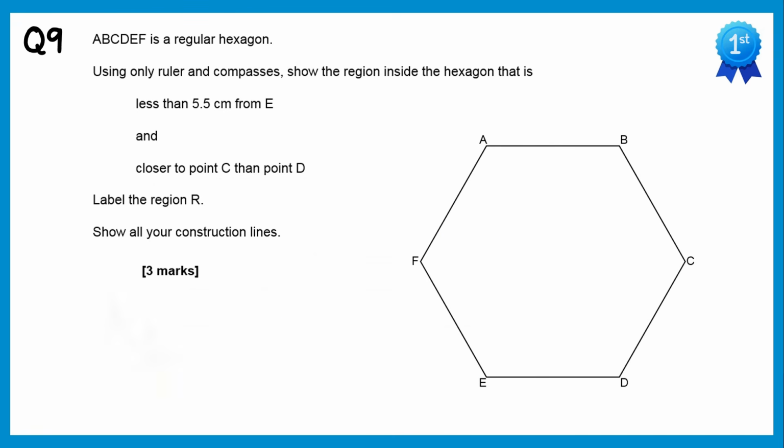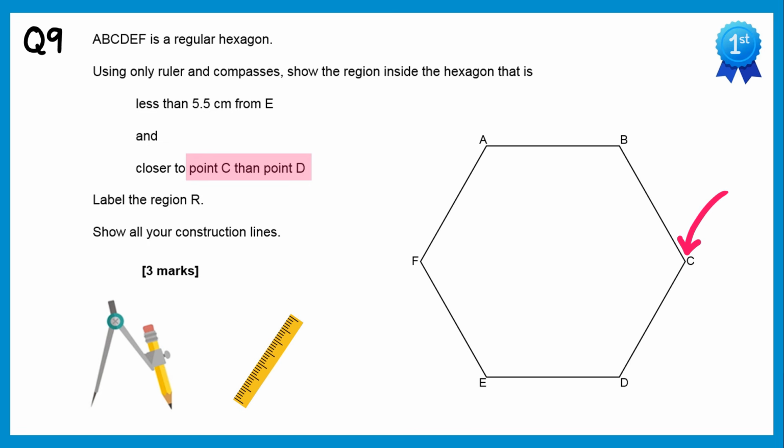For this question, you'll need a pair of compasses and a ruler. We have 2 bits of information to help us find the region R. We're going to actually start with the second bit, the bit where it says we're closer to point C than to point D. If you're closer to point C than point D, you need to construct the perpendicular bisector of line CD. To do this, place your compass point at C. Draw yourself an arc which is over half of the length of the line, something like this.